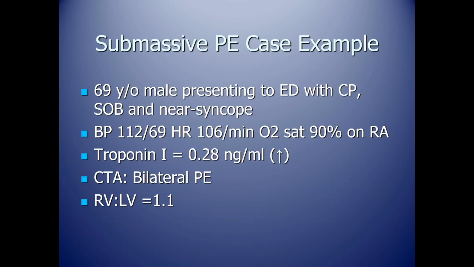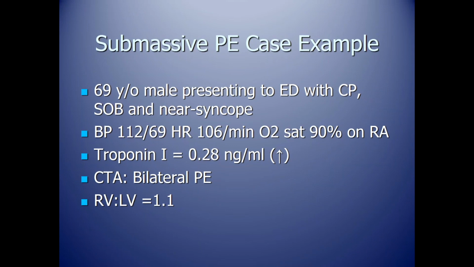Next, here is a patient, and I think, again, there's a lot of things that we learned, so that was the lesson of that case, really the whole 6-centimeter infusion length issue. Here's a patient, submassive pulmonary embolism, 69-year-old male, presented to the ED with chest pain, shortness of breath, and near syncope. He was normotensive, a bit tachycardic, and mildly hypoxic on room air. So we started on O2. He did have a troponin leak. He had a CTA which showed bilateral PE, and he had an RV-LV ratio of 1.1.